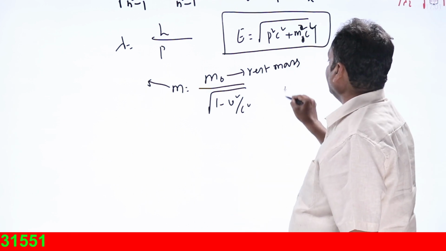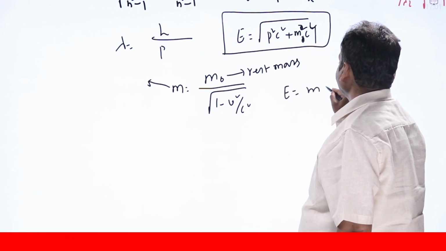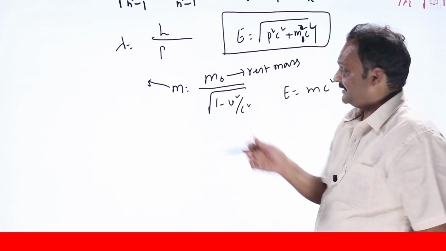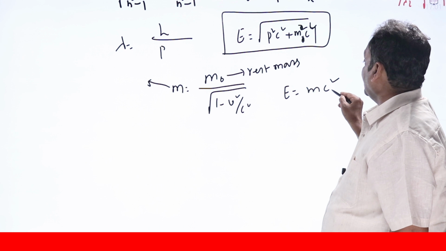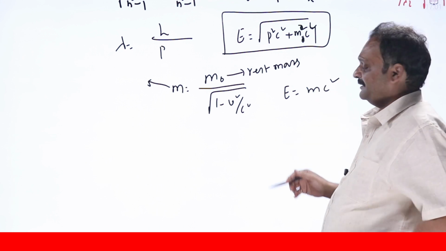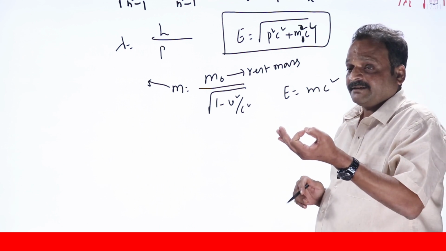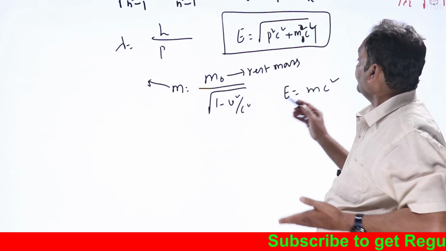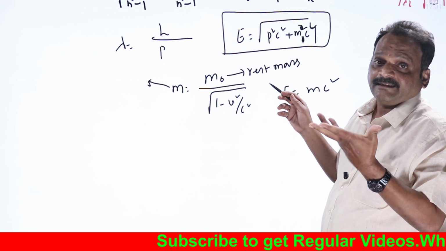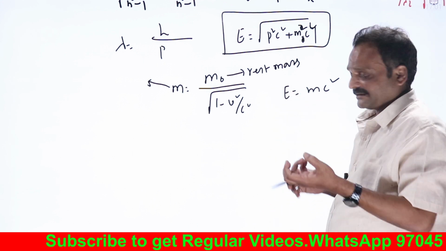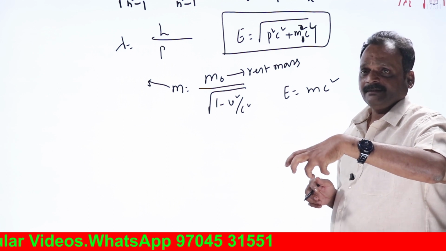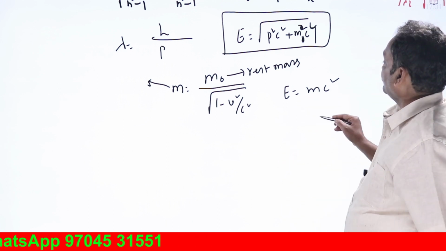According to Einstein, E equal to mc squared. Every mass is equivalent to, and can be converted into, energy. Mass multiplied by c squared means even a very small amount of mass, because it is getting multiplied by c squared, 3 into 10 to the power 8 meters per second whole squared, will contain a large amount of energy. That's how the atom bomb was designed, based on this concept only. So E equal to mc squared.